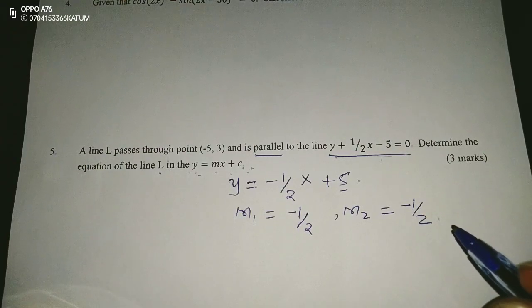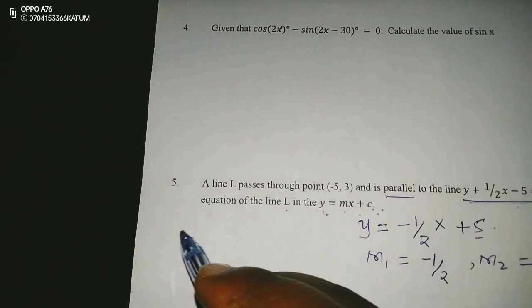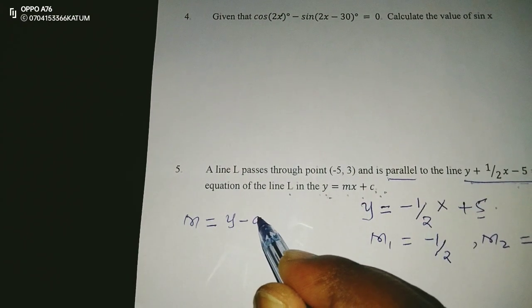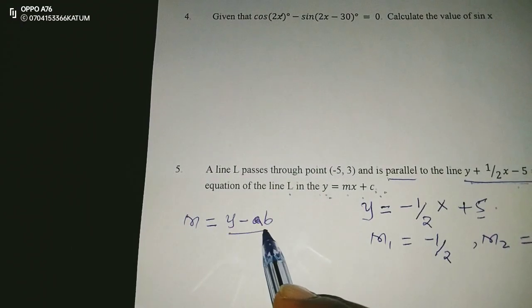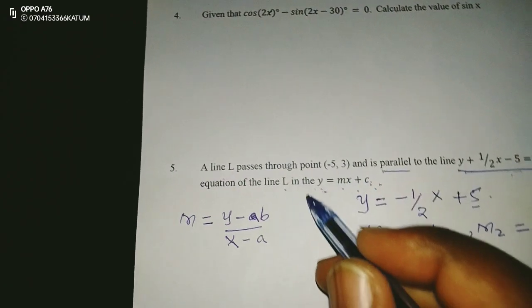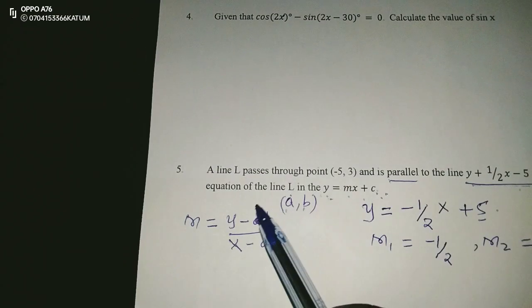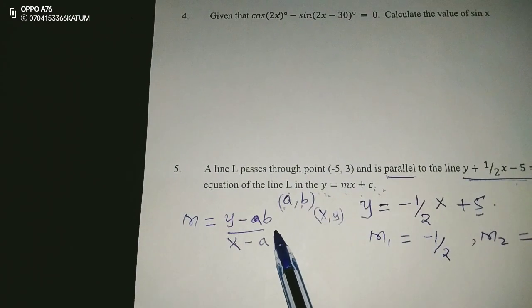So now we are going to express the gradient, because we usually say that the gradient m of a given line is expressed as y minus the y coordinate, divided by the change in x, which will be x minus the x coordinate of the given point. Therefore, taking a given coordinate as (a, b), we assume another coordinate (x, y), then we express the gradient in this format.